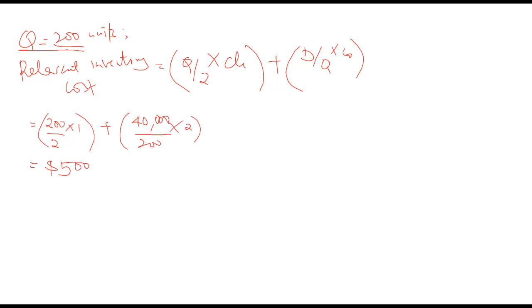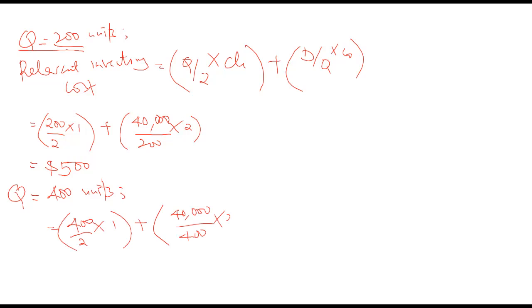Then what if we are to reorder at a Q of 400? That's the next alternative, 400 units. The cost will be equal to Q, now 400, divided by 2 times $1, plus 40,000 divided by Q of 400 times $2. And the cost becomes $400.